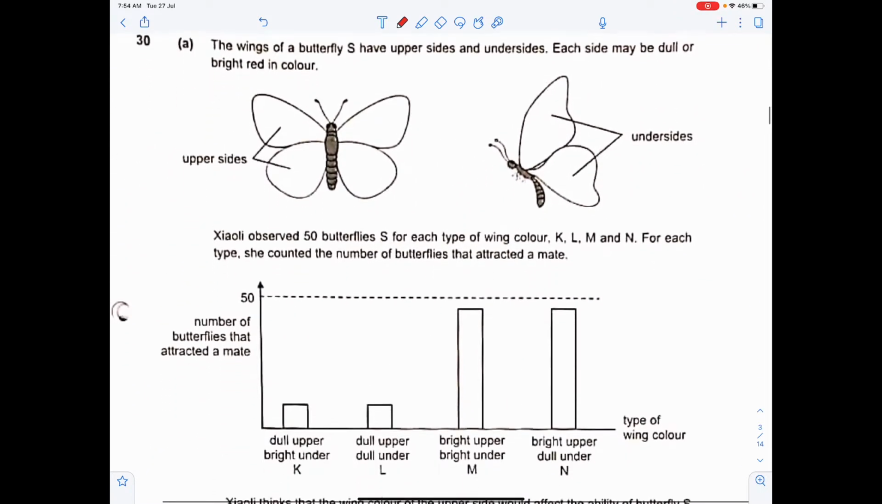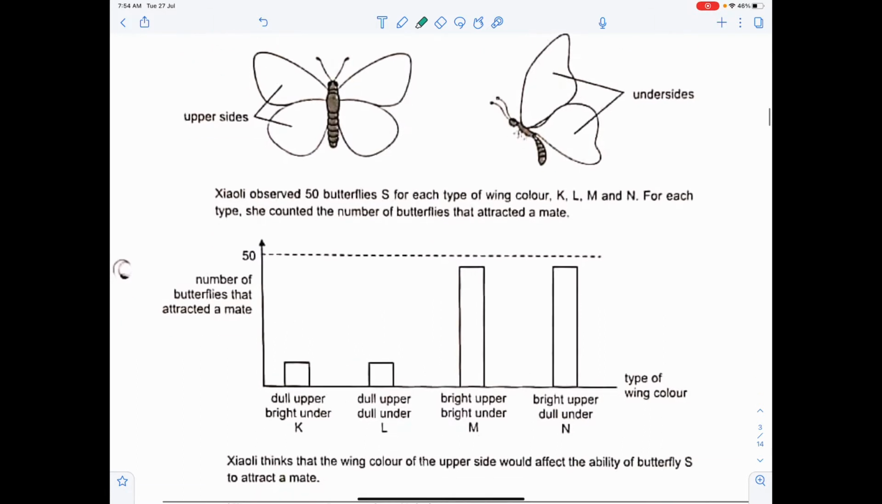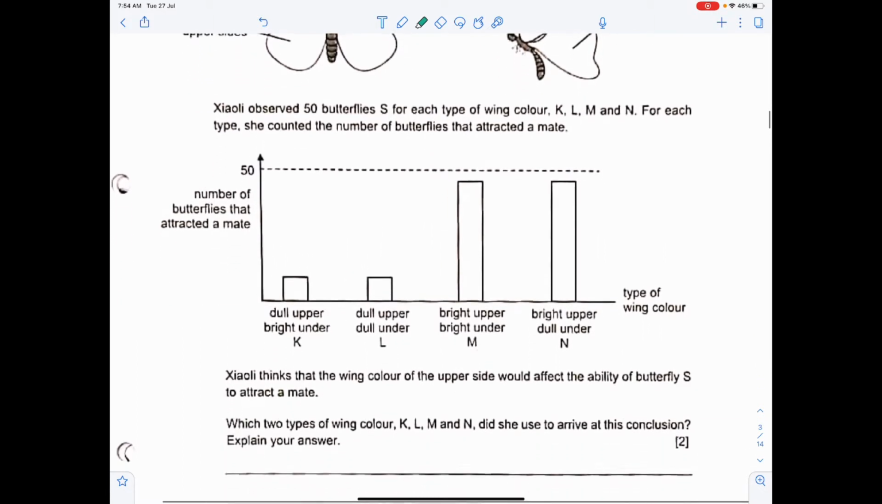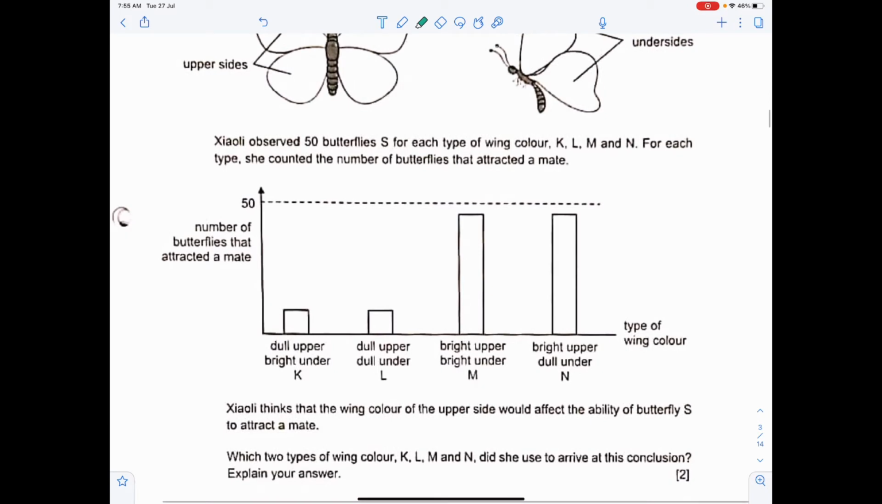Next. The wings of a butterfly S have upper sides and undersides. Each side may be dull or bright in color. So upper sides, lower sides, dull, bright. Sally observed 50 butterflies S for each type of wing color K, L, M, and N. For each type, she counted the number of butterflies that attracted a male.